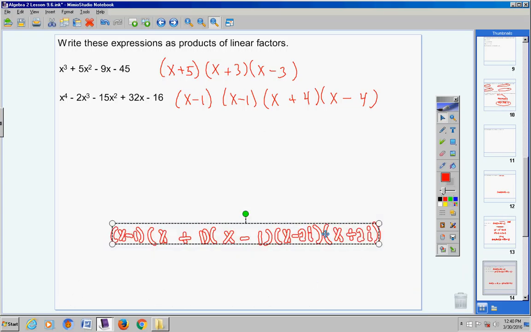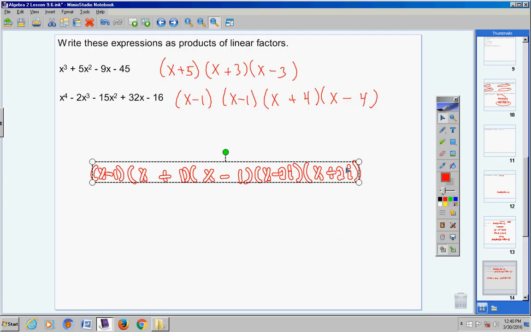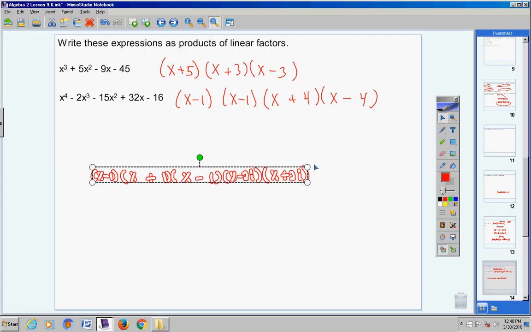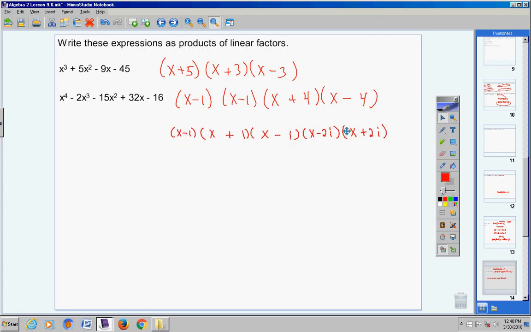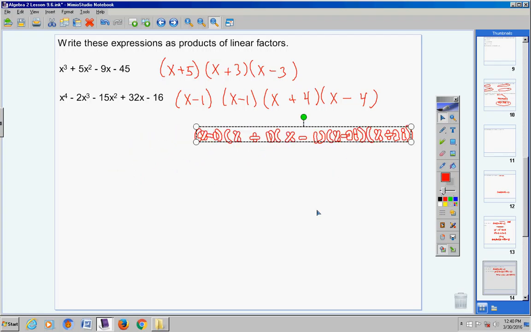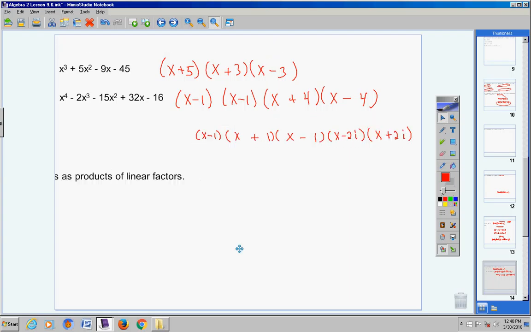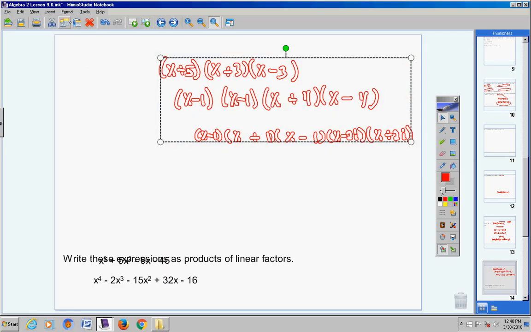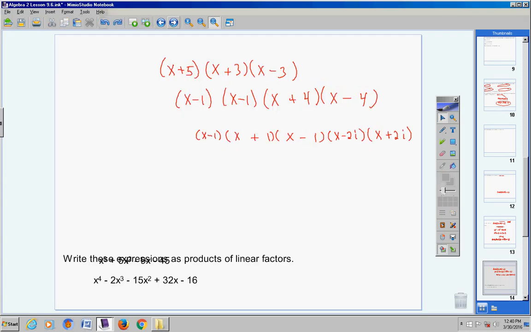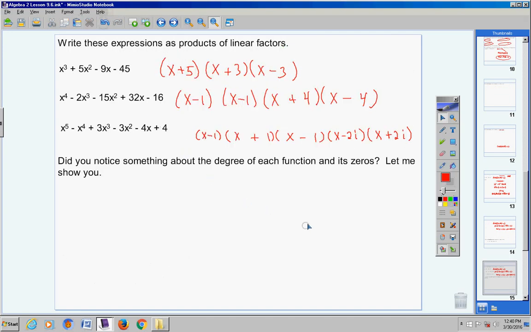I hope it fits. It might not fit. I don't think it's going to fit. Let me shrink this down just a little bit. There. Now, just sit tight. Hold on, okay? There. Now, are you listening?